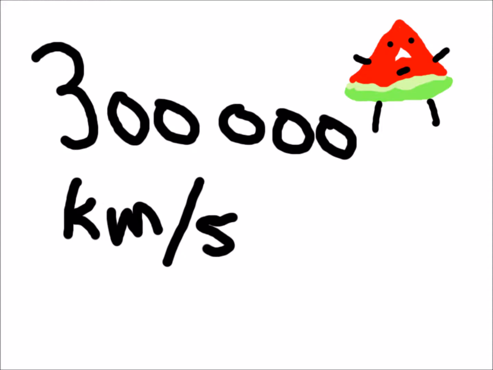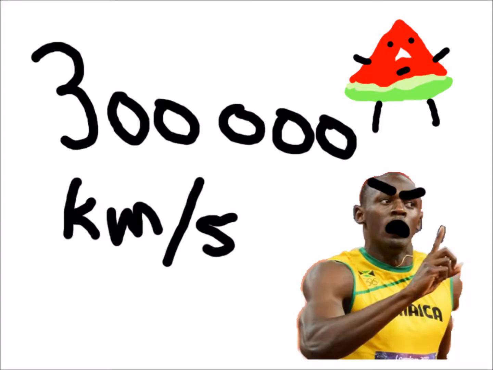Speaking of speed, light travels at 300,000 kilometers per second. Beat that, Usain Bolt. The speed of light is unmatched and nothing moves faster than light. Anything with mass cannot travel at the speed of light. Where is such a force produced?